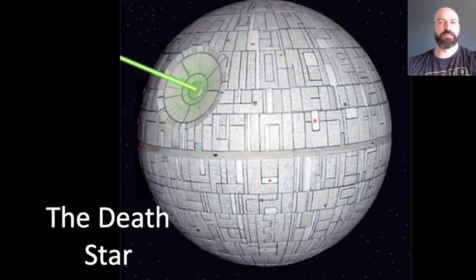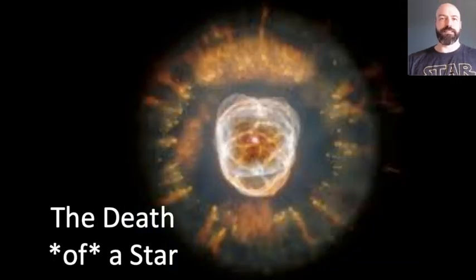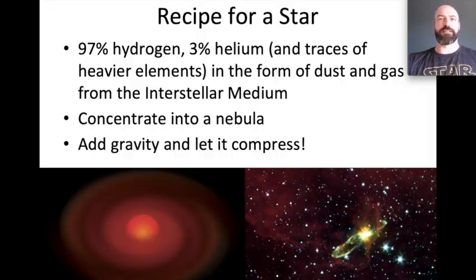Hello everyone, this is Mr. Troha. Gonna have some astronomy notes. Even though I got my Star Wars shirt on, not about the Death Star. It's actually about the death of a star. So we're gonna talk about the second half of the life cycle of a star and what those are turning into.